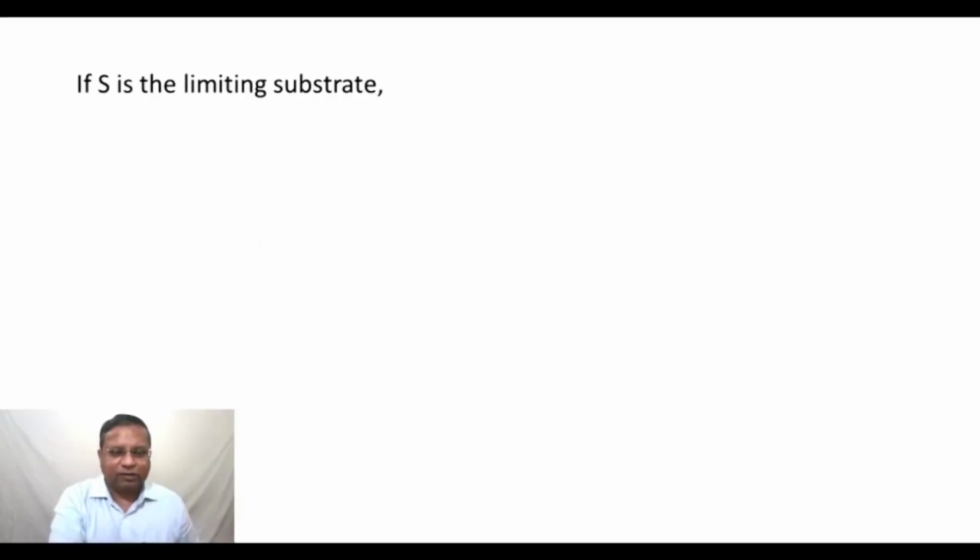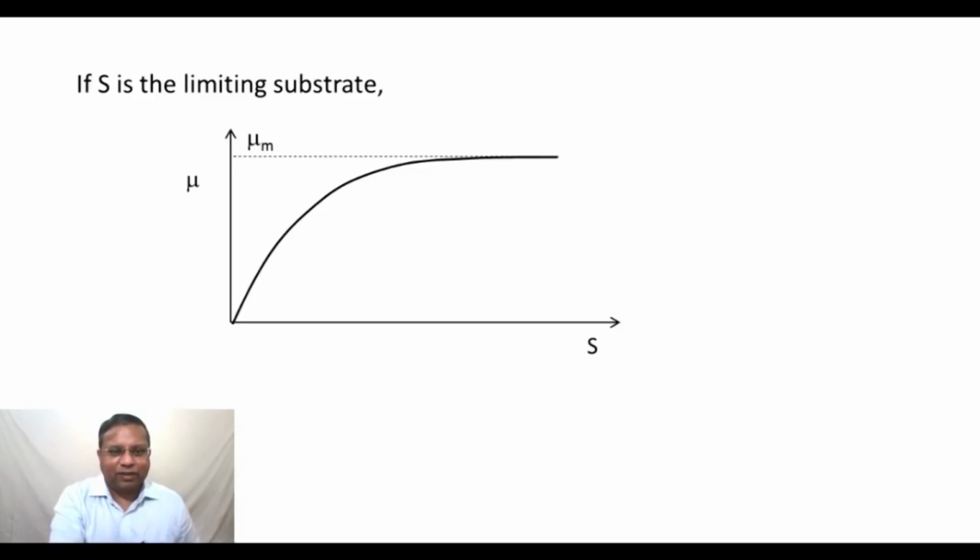Let us say S is the limiting substrate. Then consider the variation of the specific growth rate mu. Remember that Rx equals mu x, as we said. The variation of specific growth rate with substrate concentration is given in this graph. This is a rectangular hyperbola. It increases and then it saturates somewhere here to a value of mu m, the maximum specific growth rate.